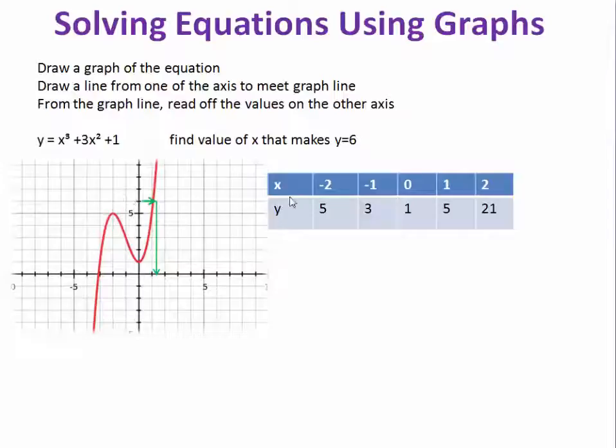If we're not given the graph, then do a quick table. So the x values would be -2, -1, 0, 1, 2. Put the x values into our equation to get our y. So where -2 is x, we have 5, so -2, 5, -1, 3, 0, 1, and 1, 5, and then draw our curve and then read off the curve that we've drawn on the x-axis.